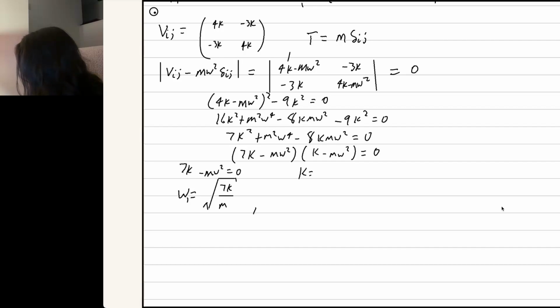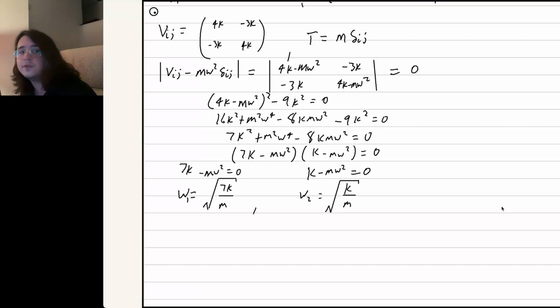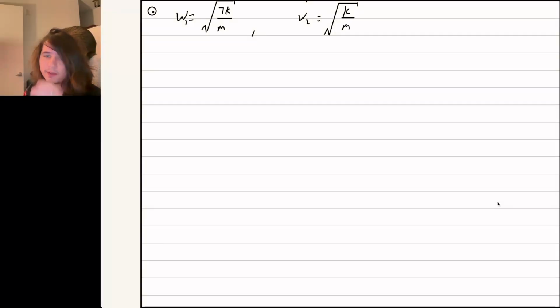Then if we also set k minus m omega squared equals 0, then omega, we're going to call omega 2, is just the square root of k over m, which is a frequency that we've seen before, to say the least. All right, we still have to find the normal modes, which means we have to find the eigenvectors which correspond to these eigenfrequencies.